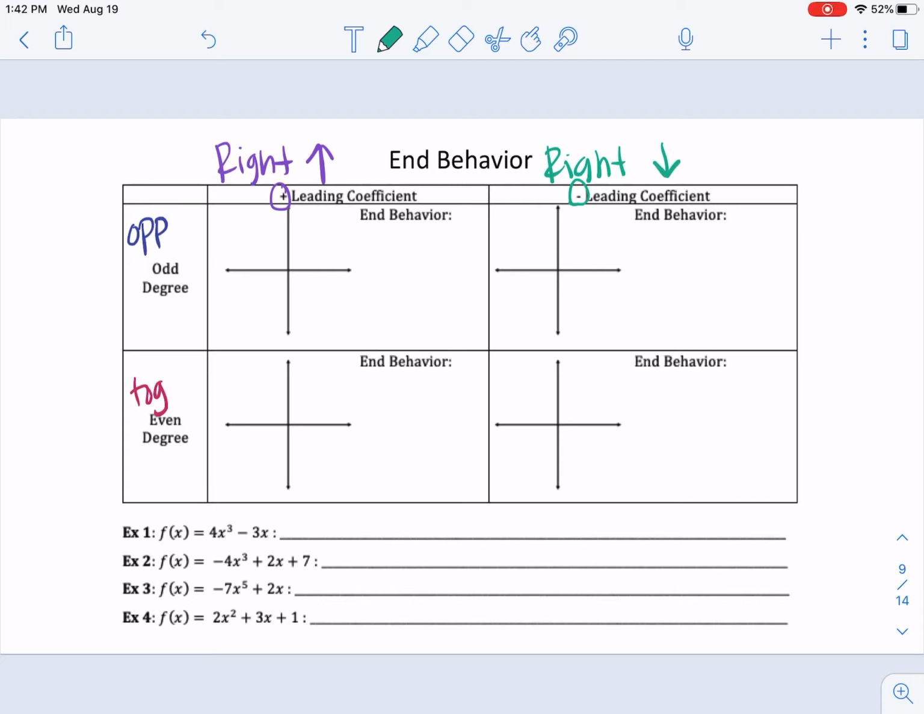So where it says end behavior, I'm going to write that in formal notation. And I'm going to start by saying what we know by positive and negative. So the right just means as x goes to infinity. Left means as x, I'm going to put that in a different color.